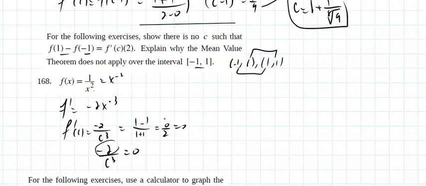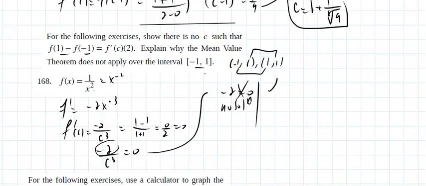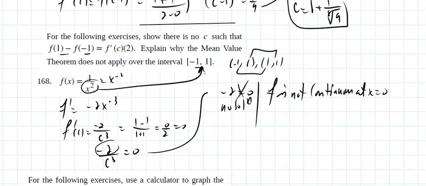A fraction equals 0 if the top equals 0. If you cross multiply, you get negative 2 equals 0. No solution. Why is that? Because this function is not continuous at x equals 0. Do you see the domain? And isn't 0 in that interval?